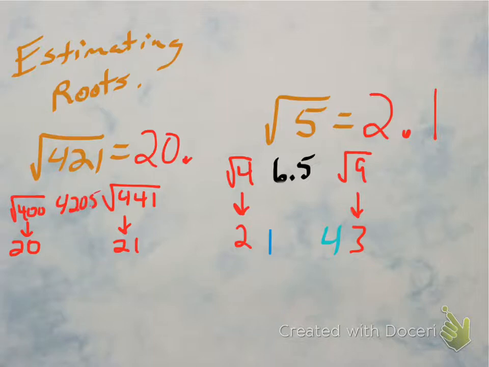Is this on the right side or left side of that? It's on the right side. So it's going to be above 20.5. In fact, it's really close to this. So I would probably put 20.6.